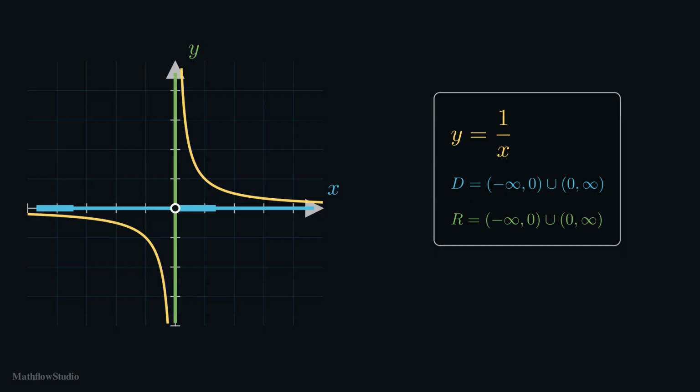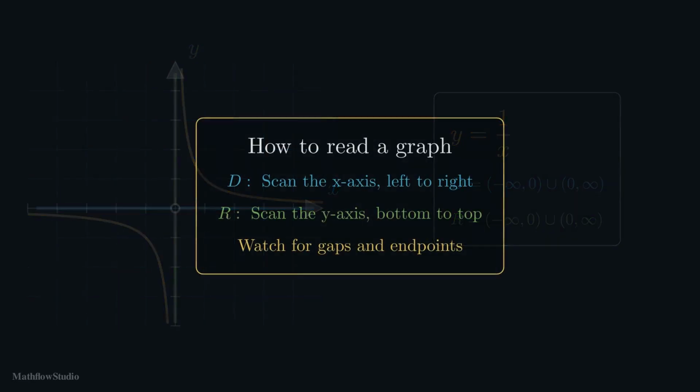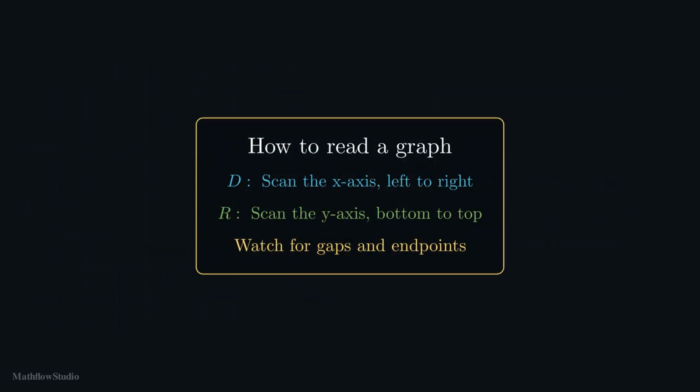To read a domain, scan left to right along the x-axis and collect the inputs that are used. To read a range, scan bottom to top along the y-axis and collect the outputs that appear. Always look for gaps, endpoints, and values the graph approaches but never reaches. Domain is what can go in, and range is what can come out.